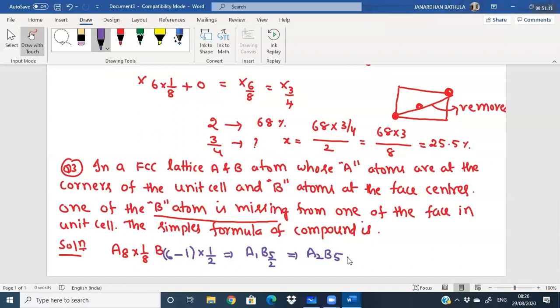P equal to Kh into X. The partial pressure exerted by a gas is directly proportional to the mole fraction of the gas. Then Kh is inversely proportional to the solubility of a gas. Partial pressure and mole fraction are directly proportional to the solubility of a gas.